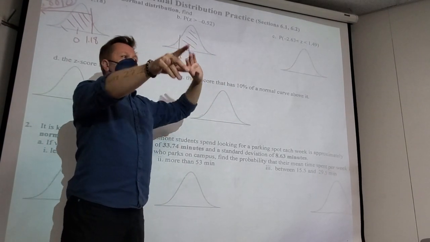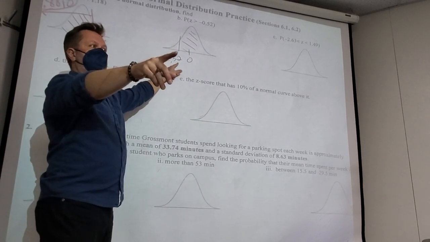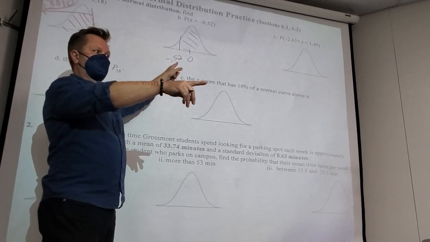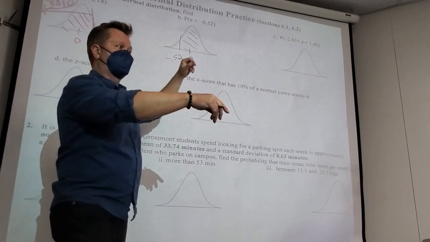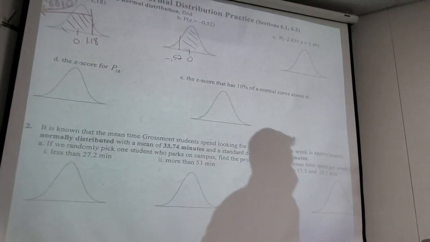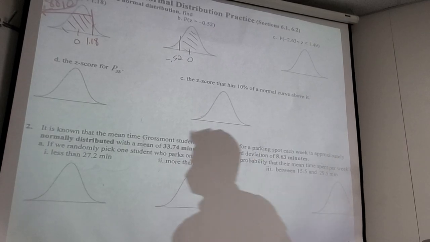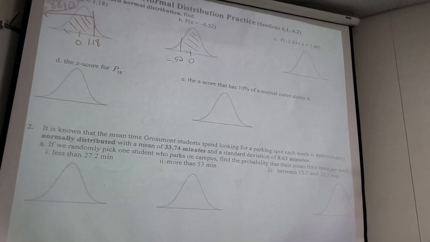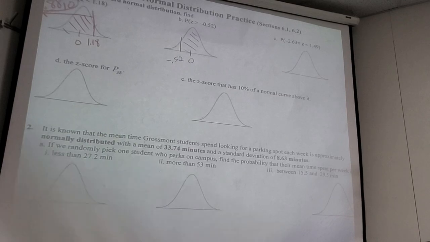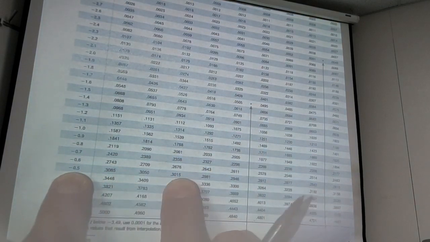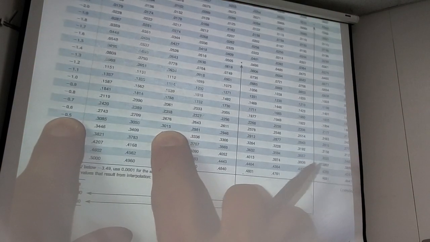So can everybody look up negative 0.52? Has anybody looked that up yet? I did, like what you taught me. Negative 0.52, and I got this number right here. 0.30. All right, cool. So negative 0.52, I get 0.3015.